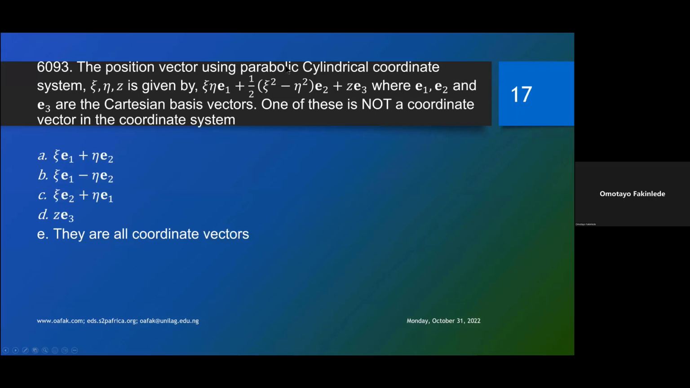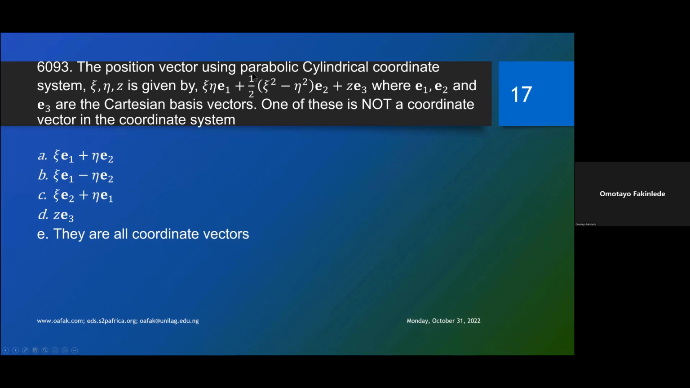And the position vector here is given. One of these is not a coordinate vector. How do you get the coordinate vector? By differentiating the position vector. That always works. If you have the position vector, you can get the coordinate vectors easily. So if you differentiate this here, that's what you get.